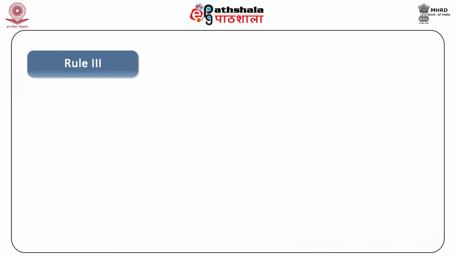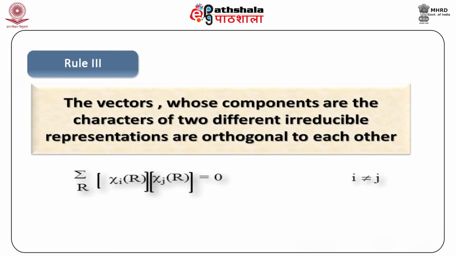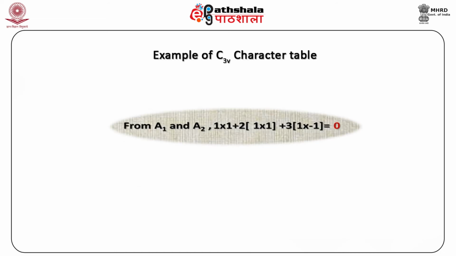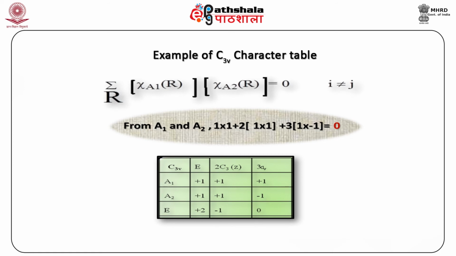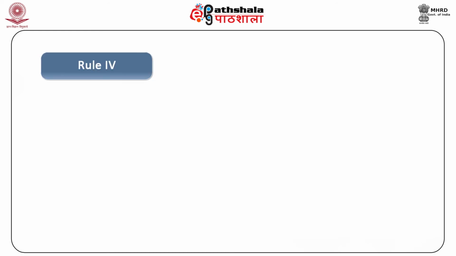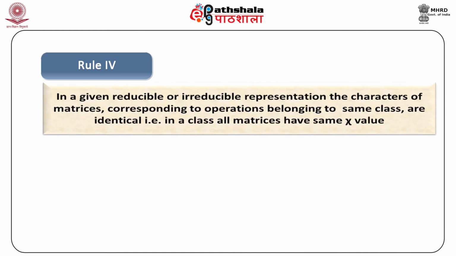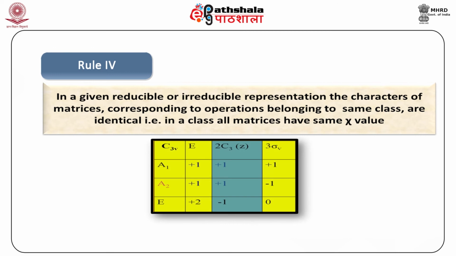The third rule depicts that the vectors whose components are the characters of two different irreducible representations are orthogonal to each other, and the equation is denoted as equation 8. Let us examine the A1 and A2 irreducible representations from the C3V character table. Here, it's clearly seen that 1 into 1 plus 2 times 1 into 1 plus 3 times 1 into minus 1 equals 0.